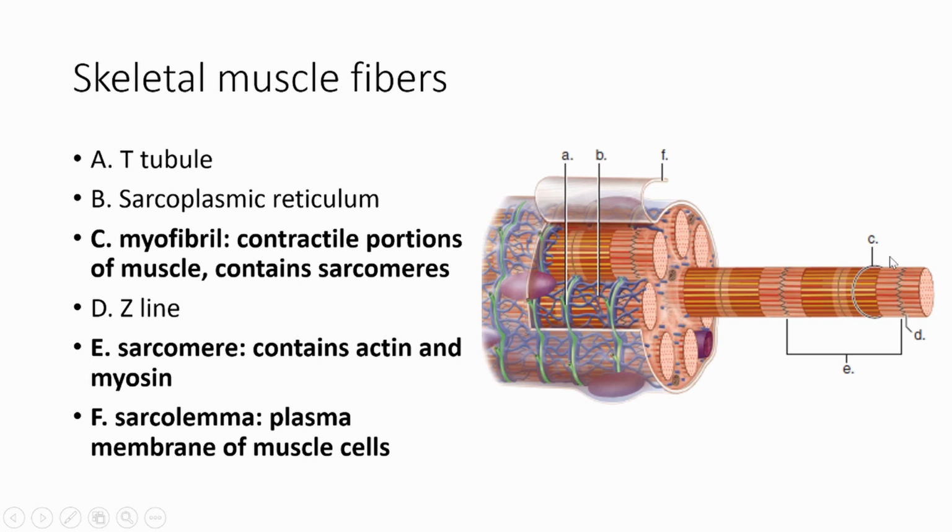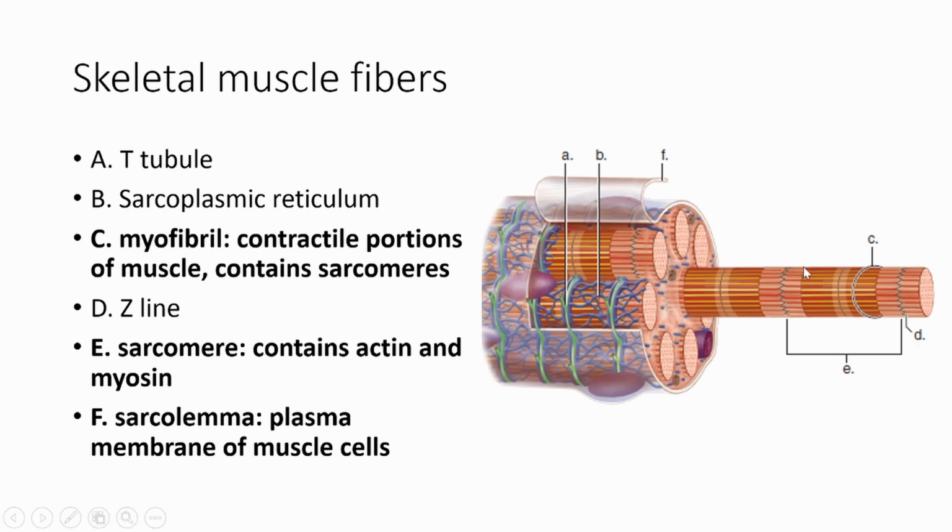C is a myofibril. This is going to be the portion of muscle that contracts. It has one of the functional units of muscle called the sarcomere. We'll talk about the sarcomeres in just a moment. What we have labeled here in E is the sarcomere itself. And that zigzag line that we see going from one end to the other, labeled D, is the Z line.